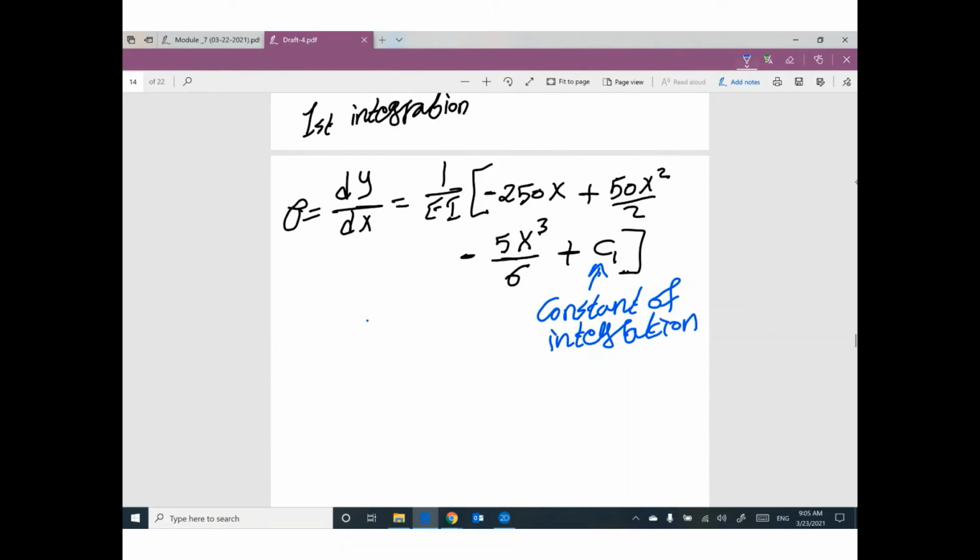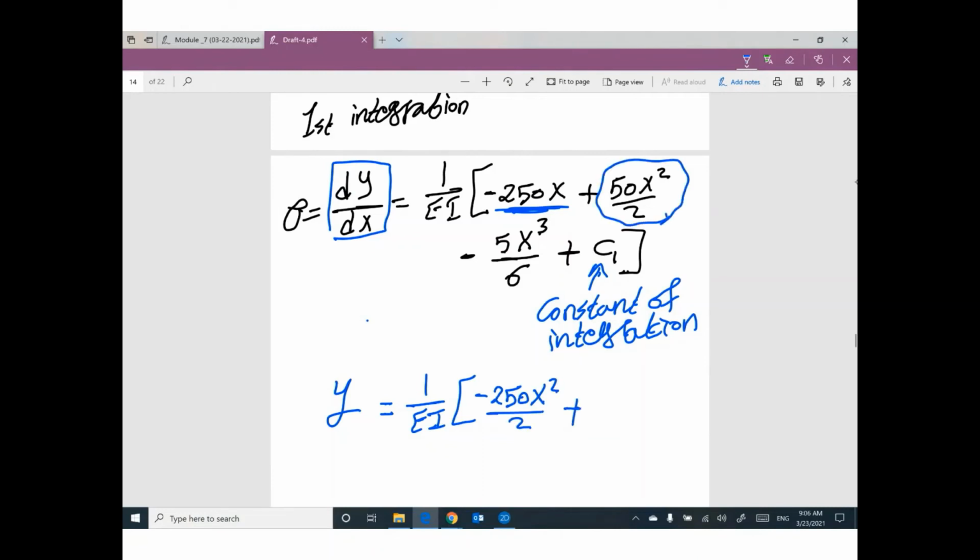Can you do another integration? Yes, I can. So one more integration will give you y, because right now we have dy by dx. If you do one more integration, you will get y equals 1 over EI. Do another integration for this expression will be negative 250 x squared divided by 2. Another integration for this term, it will be 50 x cubed divided by 6. Another integration for this one will be 5x to power 4 divided by 24.